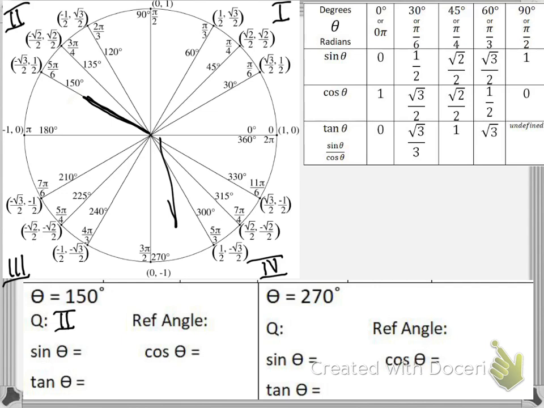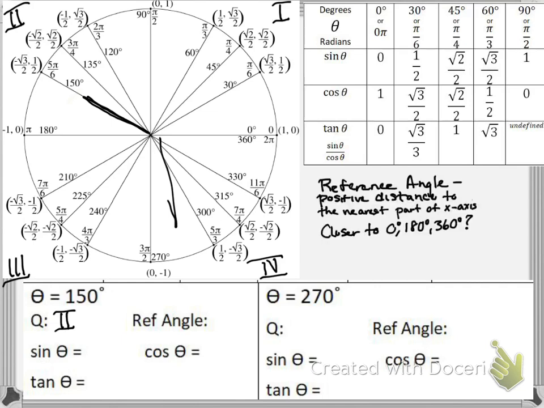When you're trying to find the reference angle, you want to say a reference angle is the positive distance to the nearest part of the x-axis. So think about, is it closer to 0, 180, or 360? I think that 150 is closer to 180, so I'm going to think 180 minus 150. If you get an angle that's between 0 and 90, you've got your reference angle. 30-degree reference angle. Now that I know it's a 30-degree reference angle, I know that I'm going to look at those things in that 30-degree column there.